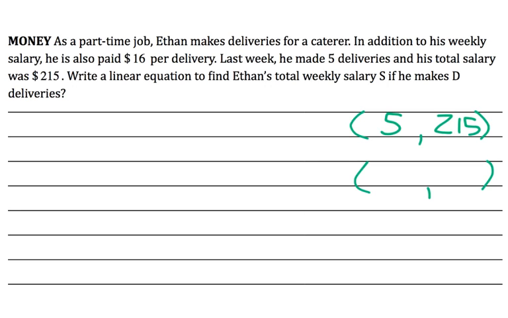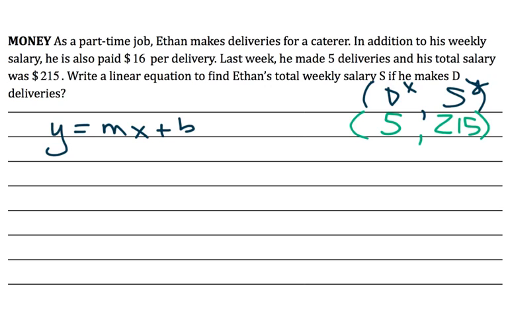And I guess I realized, well, maybe we don't have a second coordinate. So we only have one single point. And they're telling us that they want us to do salary if he makes D deliveries. So here I'm going to have capital D because he made 5 deliveries, and then his total salary was $215. But usually these D's and S's and different variables can trip us up a little bit. So maybe we'll keep with our normal x's and y's. So I'll set up y equals mx plus b. We know that that's usually the target.